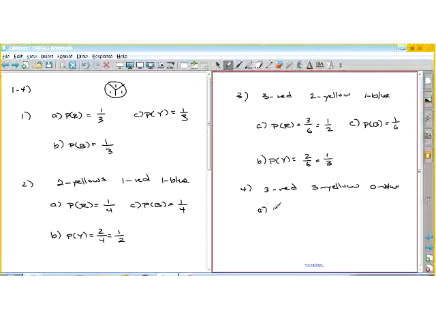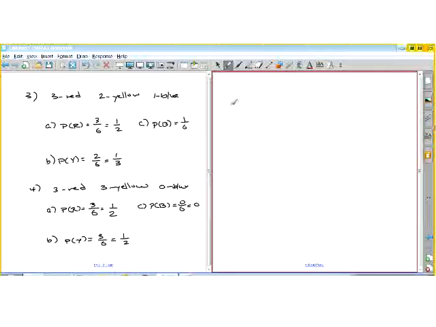So the probability of getting red is 3 divided by the total number, which is 6, which can be simplified down to a half. The probability of getting yellow is also 3 out of 6, which can be simplified down to a half. And then the probability of getting blue is 0/6, or 0, because blue is not a choice. Okay, so that's kind of how you do it from the graphical standpoint.